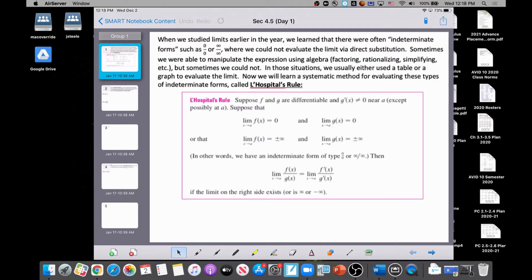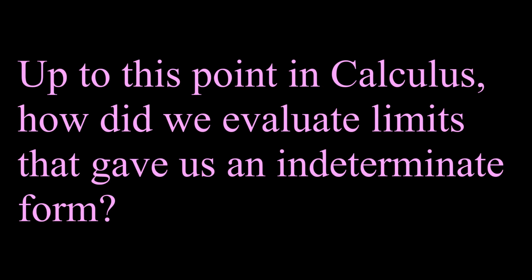And so in those situations, that was all that we had. Well, today we're going to learn a systematic method for evaluating these types of indeterminate forms of limits. And this systematic method that we're going to learn is called L'Hopital's rule.